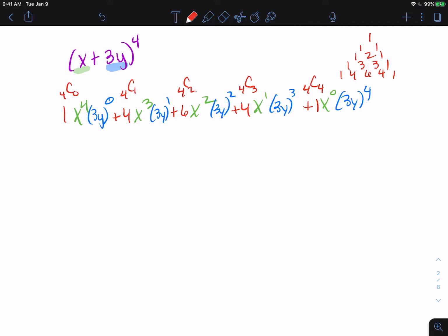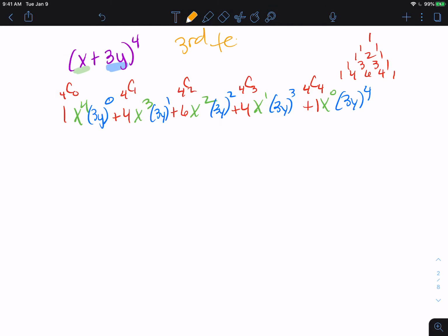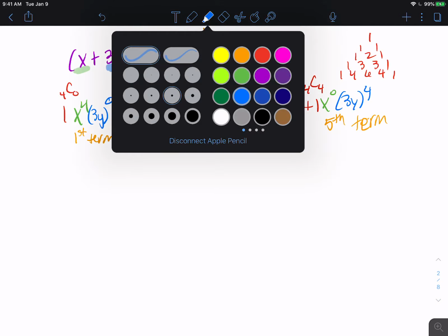Okay, we're going to take a look at how to find a specific term when we do a binomial expansion. So I put this binomial expansion out already for you so that you could see the patterns that we are going to talk about. So if I wanted, say, the third term of this one, I could go about going all the way and expanding the whole thing and then saying, well, this is my first term, this is my second term, this is my third term, this is my fourth term, and this is my fifth term. Okay. Well, if we want the third term, that means we're looking at this one here.